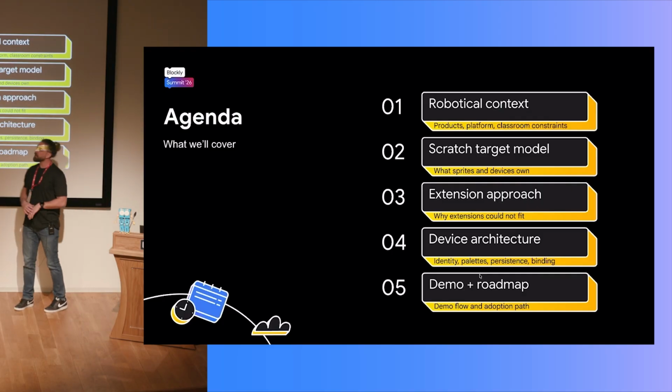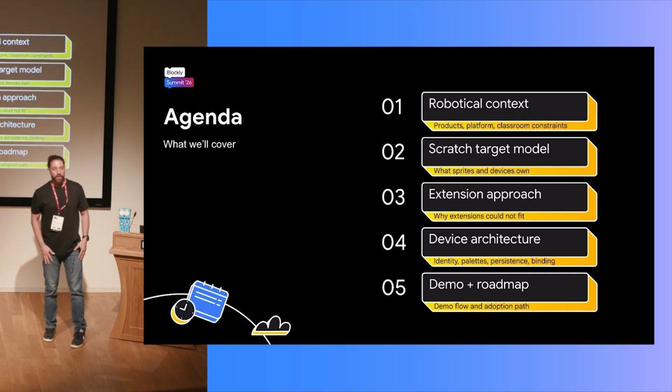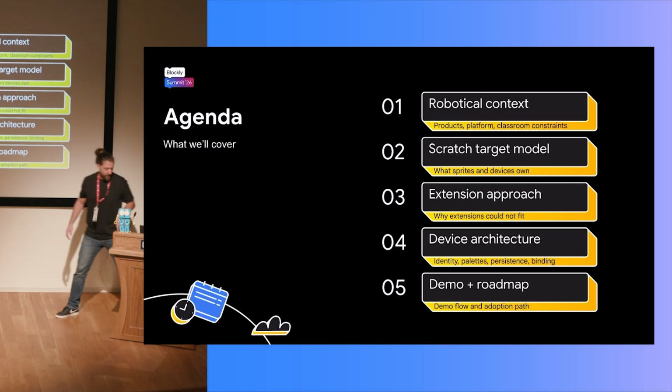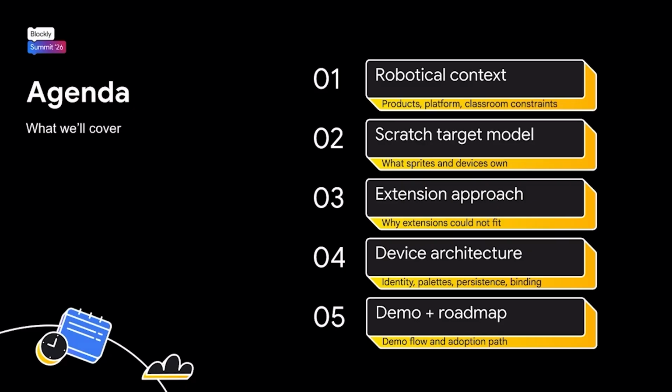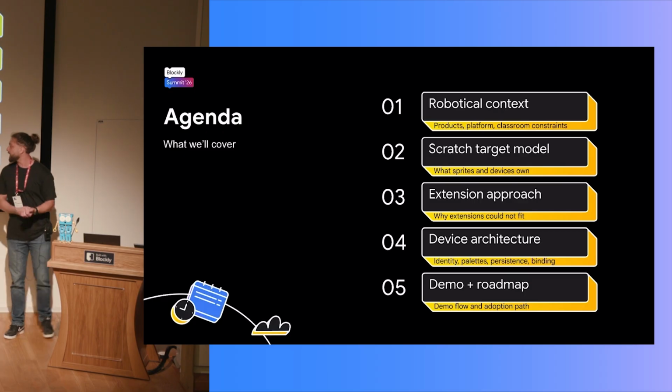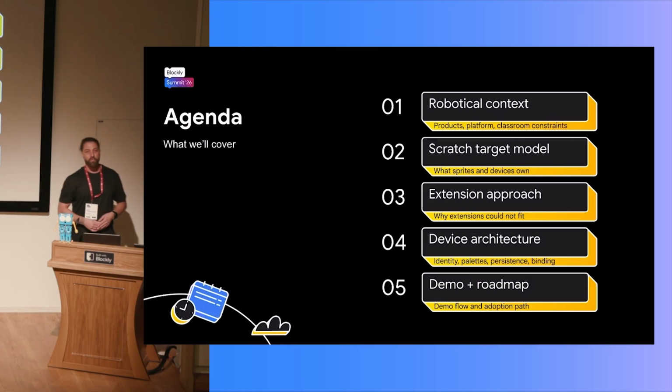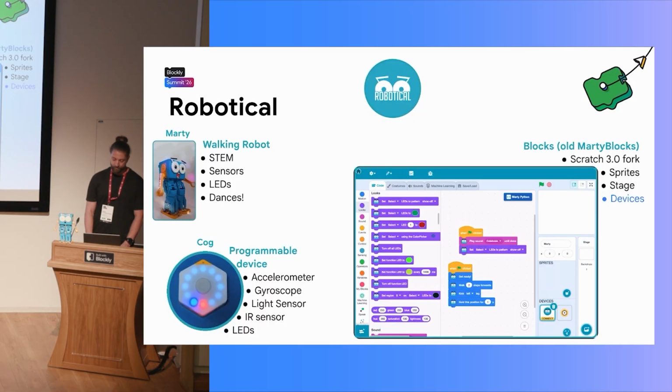I'm going to cover 5 parts. First, I will introduce Robotical and the coding platform we are working with. Then I will talk a bit about the Scratch idea we're extending, the Scratch target model, and how devices and sprites can coexist within the same system. After that, I will explore the extension approach we initially considered and why extensions alone didn't quite give us the experience we were aiming for. And then I will talk about the architecture we came up with and the reasoning behind it. And to finish, I will show everything working in the demo before wrapping up with a few final thoughts.